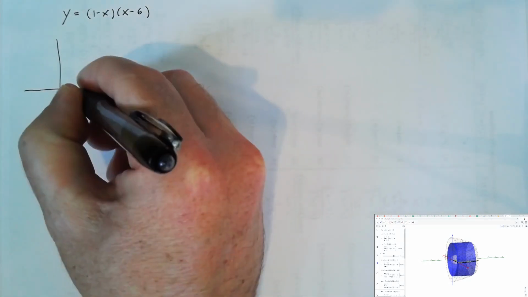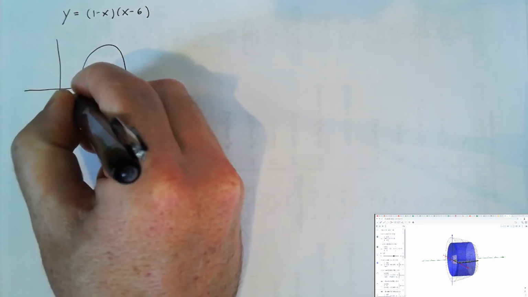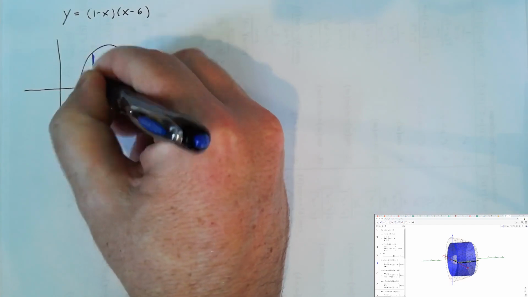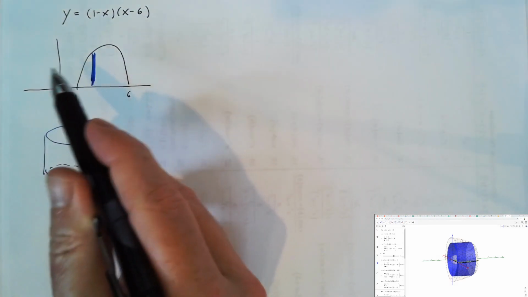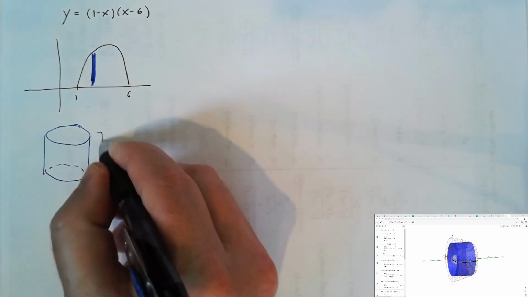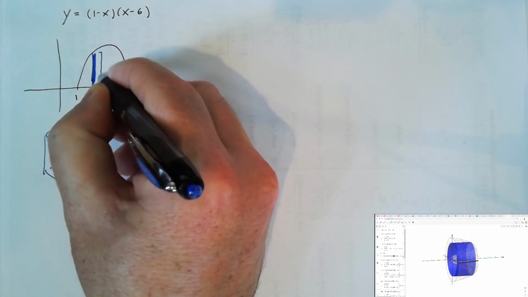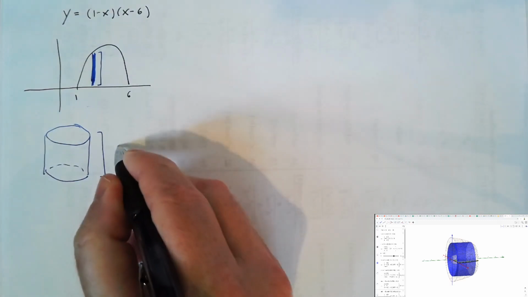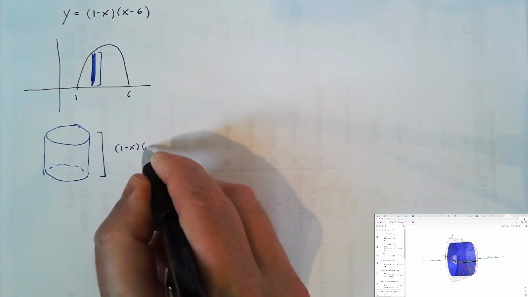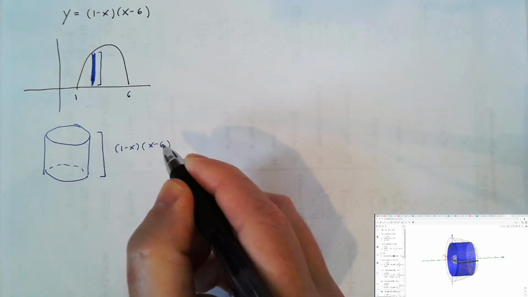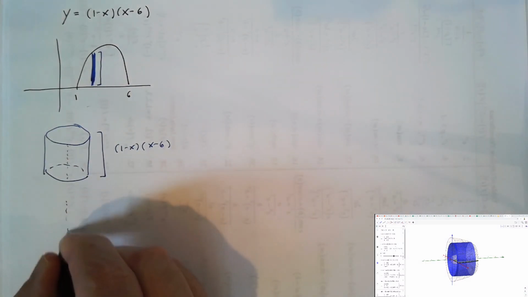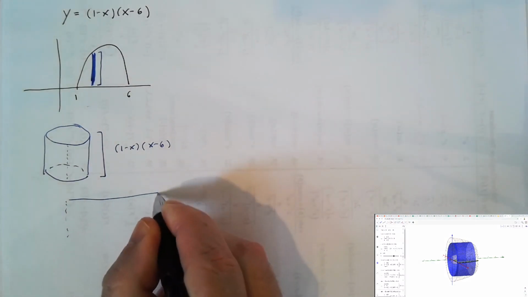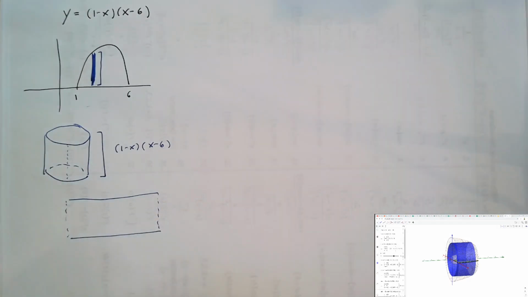As before, we sketch the region, we draw a representative slice, and we draw the tube that slice traces out as we rotate it about the y-axis. This tube has a height that is the same height as our slice, which in our case is the quantity 1 minus x times x minus 6. How could we find the volume of this very thin tube? If we were to cut the tube down the side and unroll it, we would get a rectangle.